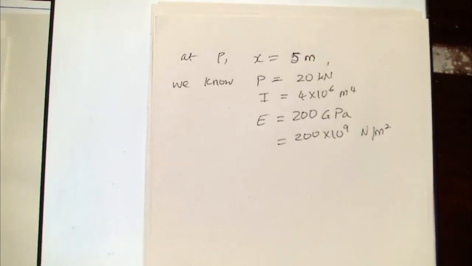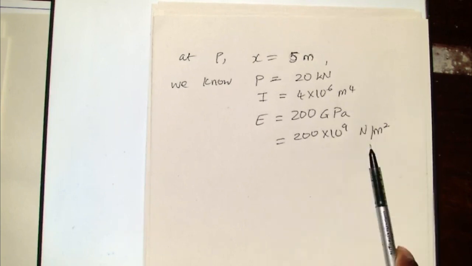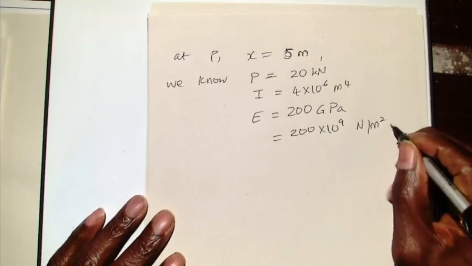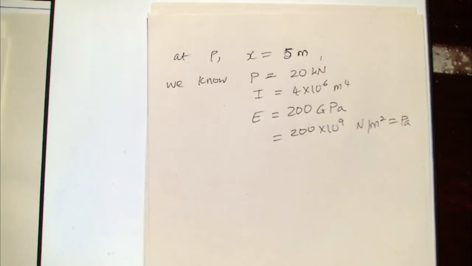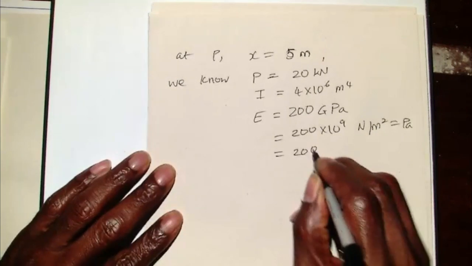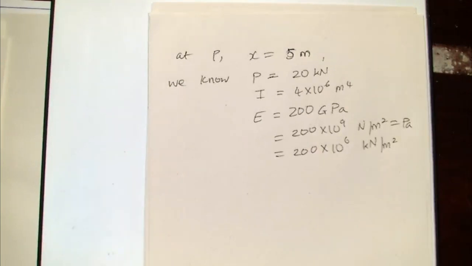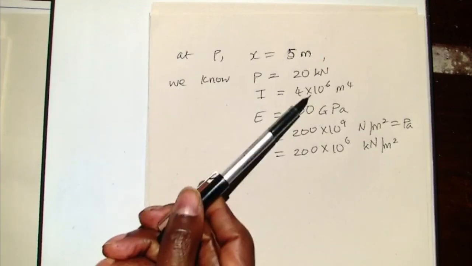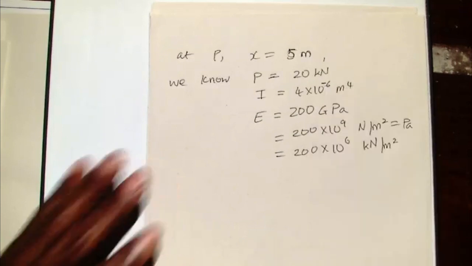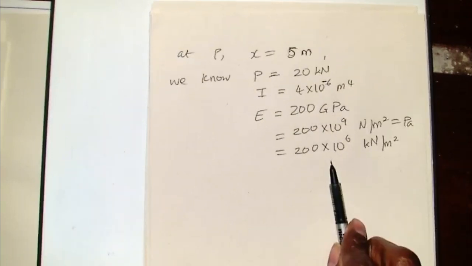Now I want to write it as kilonewton per meter squared. What should I write? This is what we call Pascal. This is the same thing as Pascal. 10 to the power 6. Great, thank you. So what we now have is 200 times 10 to the power 6 kilonewton per meter squared. So when I make my substitution, I will make x equals 5, I equals 4 times 10 to the power minus 6, and E equals 200 times 10 to the power 6.